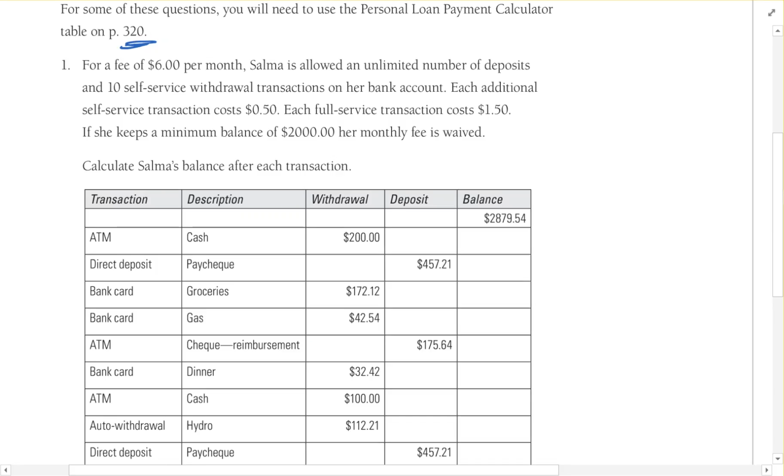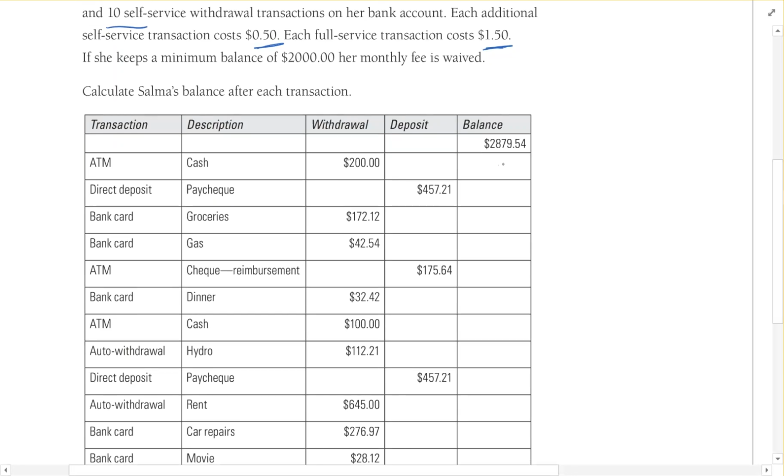Selma is allowed an unlimited number of deposits and 10 self-service withdrawal transactions on her bank account. Each additional self-service transaction costs 50 cents. Each full service transaction costs $1.50. If she keeps a minimum balance of $2,000, her monthly fee is waived. Okay, so for this one, all you're going to do is fill in the info.